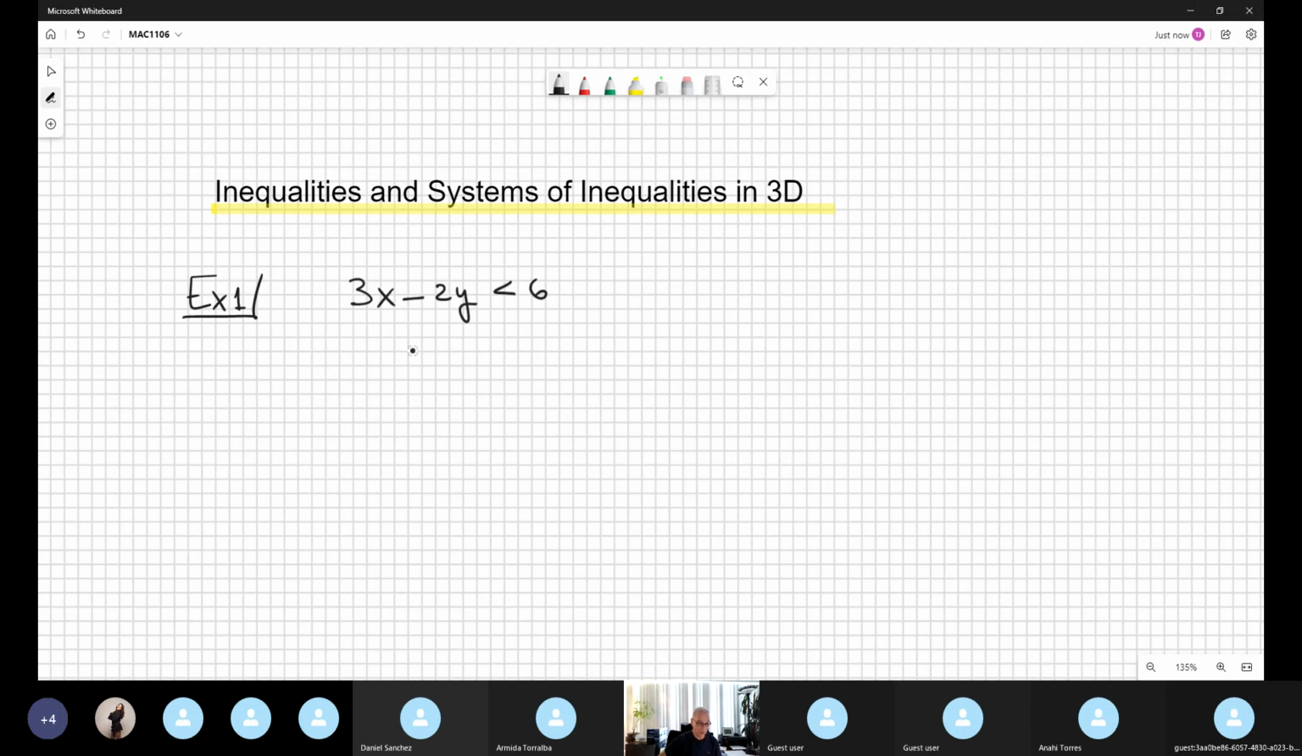So what is the question? The question is, do the graph of this inequality, and of course the solution of this inequality is not 1 point or 2 points or 3 points. No, it's a region in the, sorry, I made a mistake here. This is 2D, not 3D. So it's a region in the rectangular coordinate system in 2 dimensions, right?